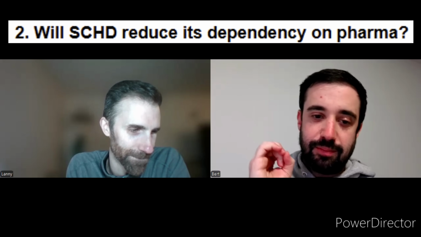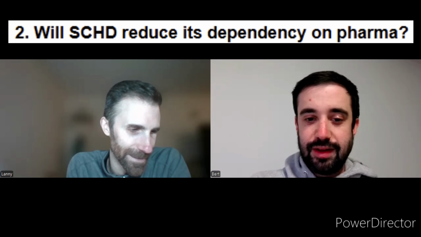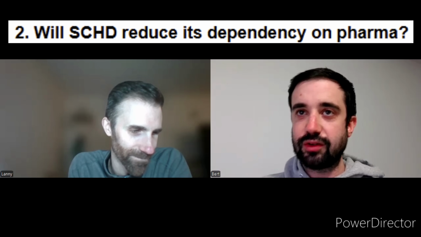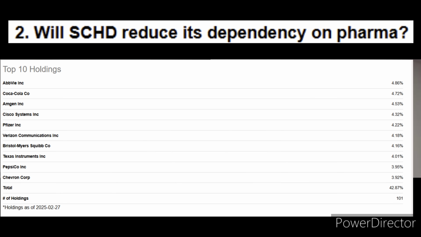So, question number two, you kind of hinted at this one, Lanny, when you were talking about their top 10. Can SCHD break its dependence on big pharma in that top 10? That's going to be a burning question. What are they going to do with all their pharmaceutical holdings? In that top 10, you have, as you said, AbbVie, Amgen, Pfizer, and Bristol Myers Squibb. A lot of pharma. All of them are over 4%. So that's over 17% with the decimals, two decimals out, in big pharma.